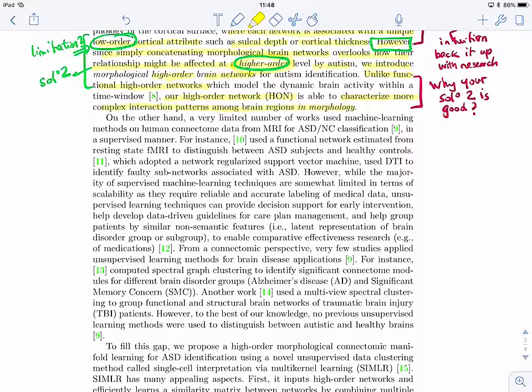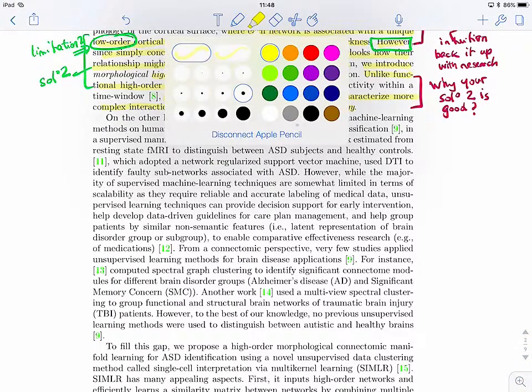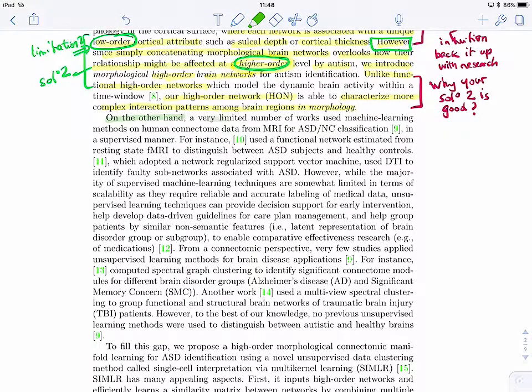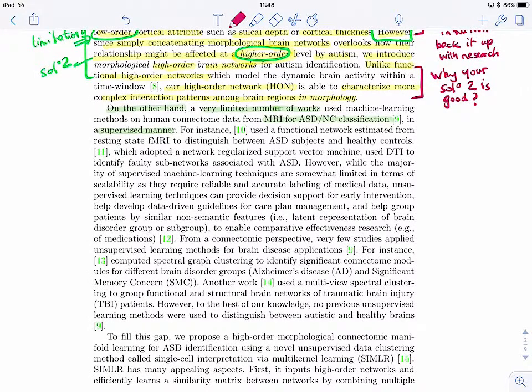So here we used this connection. So on the other hand, a very limited number of works used machine learning methods on human connectome data from MRI for ASD and normal control classification in a supervised manner. Okay, so here we pointed out gap 3, right? And then we gave examples of different methods that tried to solve this problem using machine learning. However, you can see we have another however.